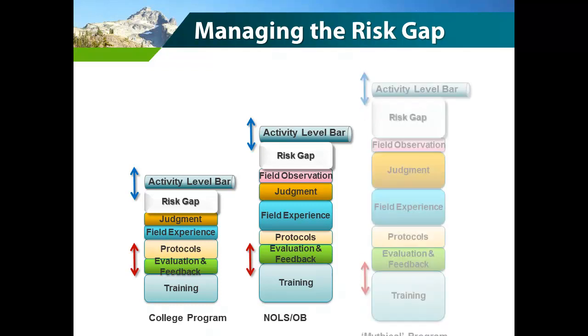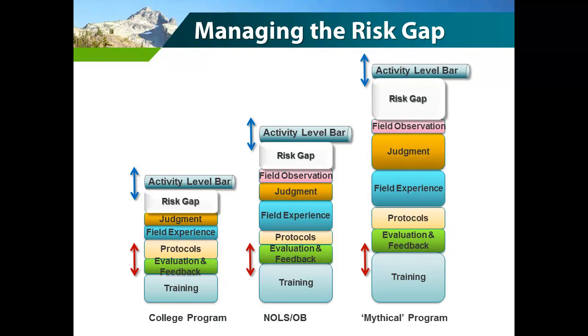Finally, on the right, we see a mythical perfect program which has high levels of everything across the program preparedness spectrum. They can set an even higher activity level bar, but even with all of their program preparedness, there will always still be a risk gap.